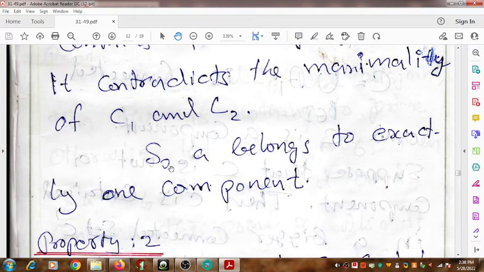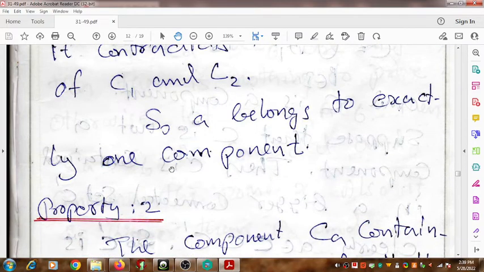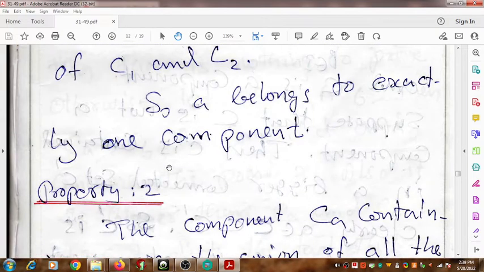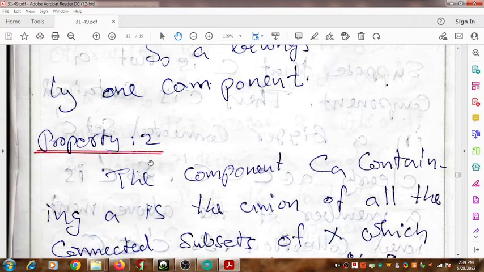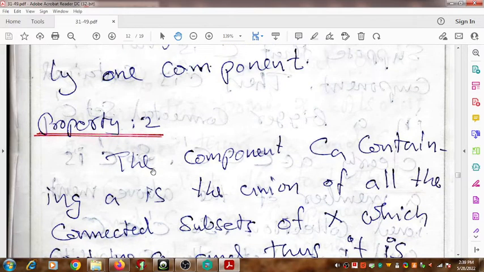That's the end of the proof of this result. So we have to correct our assumption that A belongs to two different components, which is actually wrong. A can be a member of exactly one component in the topological space X. Now, property 2.